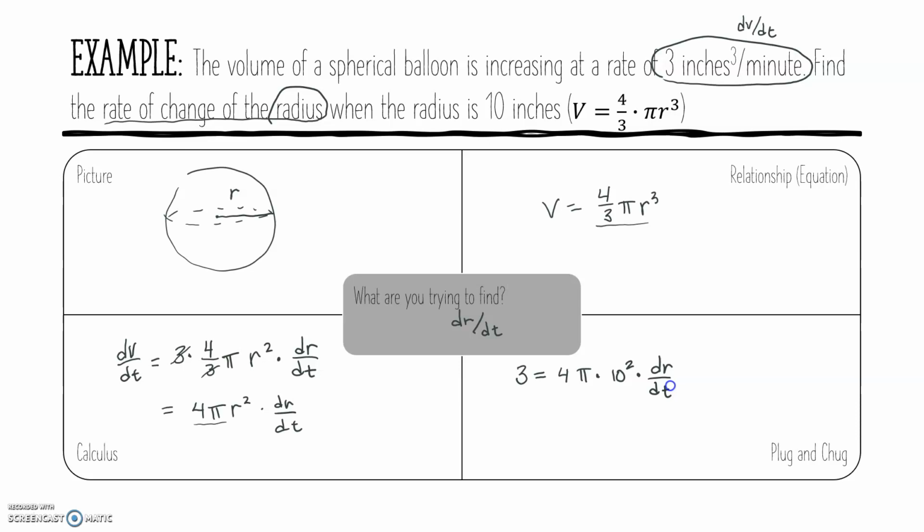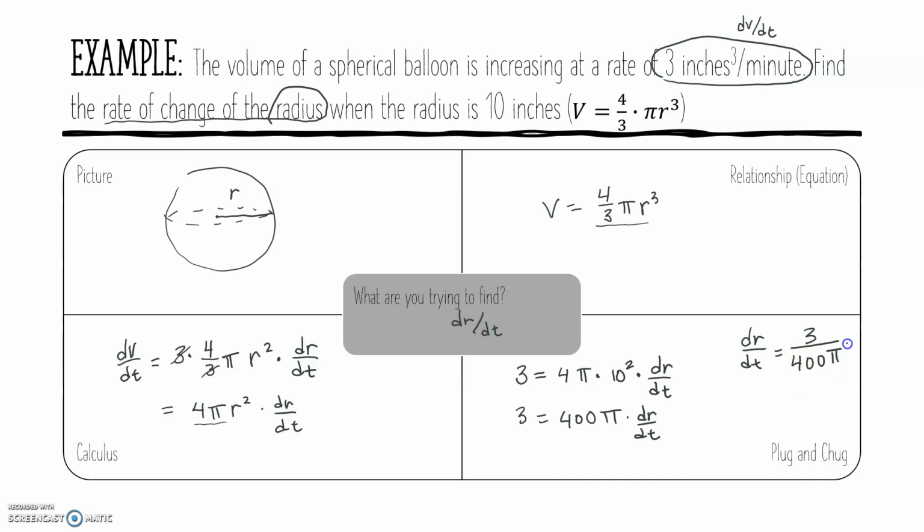Luckily, we know algebra, so I'm not worried about it. It looks like we will get 400 pi. We'll divide to get dr/dt by itself, so dr/dt equals 3 divided by 400 pi.